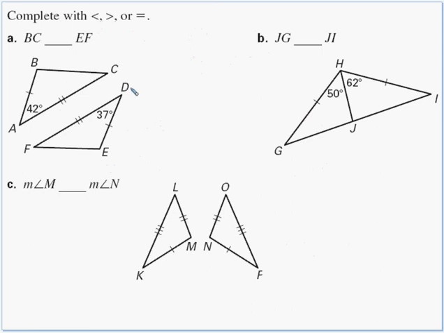Some more examples. Comparing side BC to side EF, we look at the angles opposite them, compare 42 degrees, 37 degrees. 42 is bigger, therefore BC is greater than EF. Part B, comparing side JG to side JI. If we look opposite the sides to the angles, 62 is larger than 50, so therefore JI will be greater than JG.